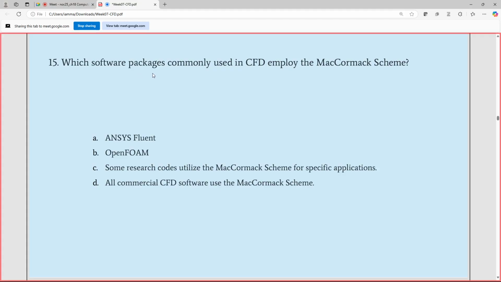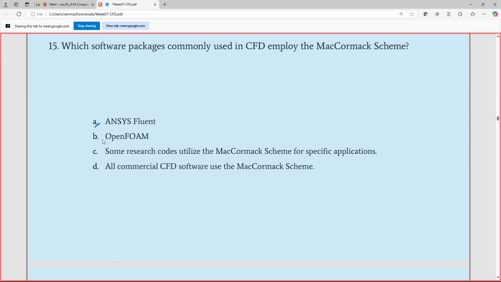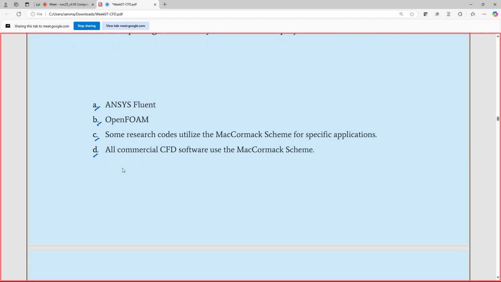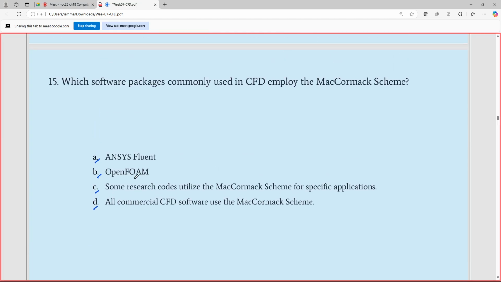Which of the following software packages commonly used in CFD employ the McCormack scheme? Options are: option A, ANSYS Fluent; option B, OpenFOAM; option C, some research codes utilize McCormack scheme for specific applications; option D, all commercial CFD software uses McCormack scheme? You can try to answer the question.